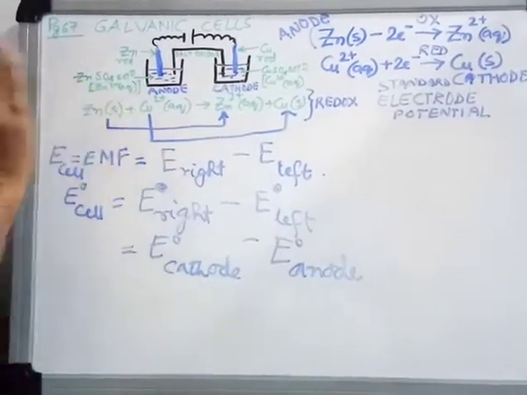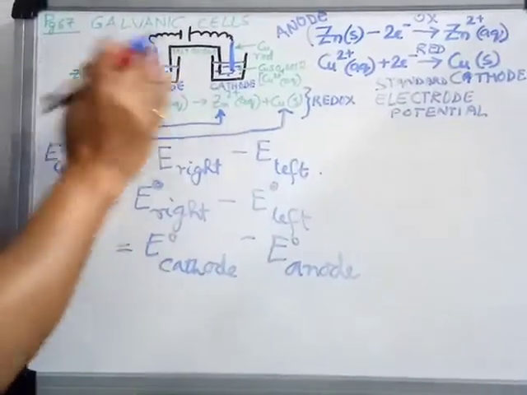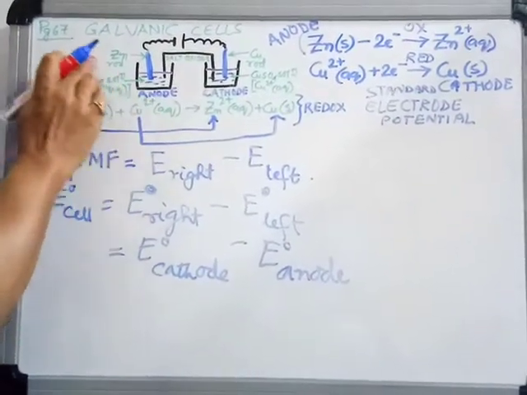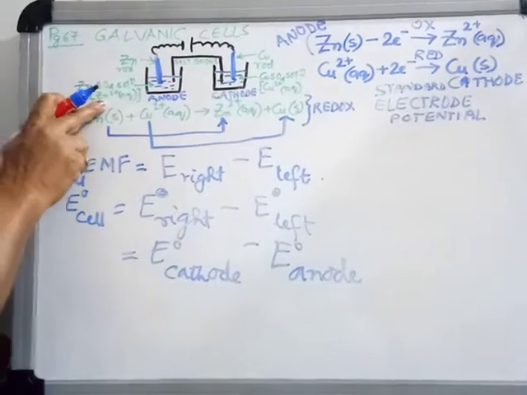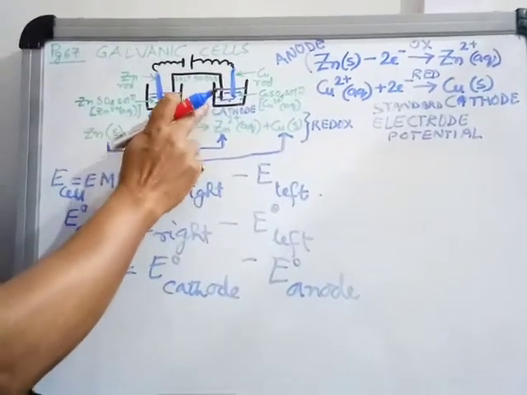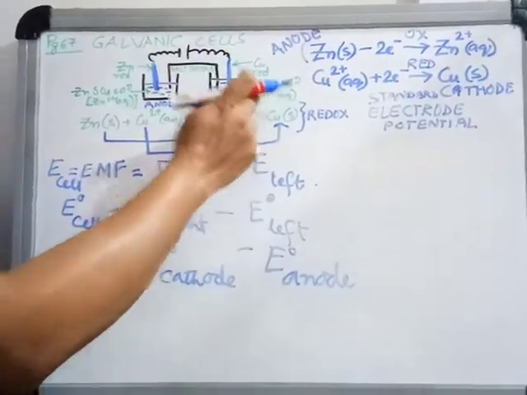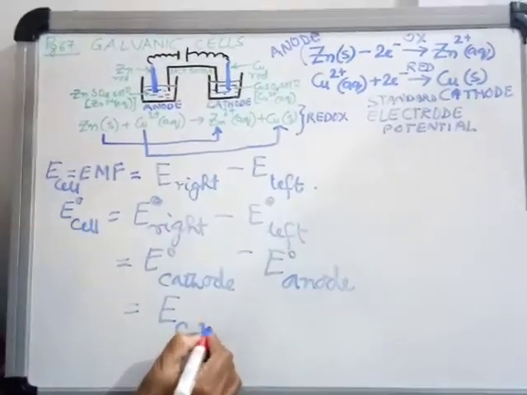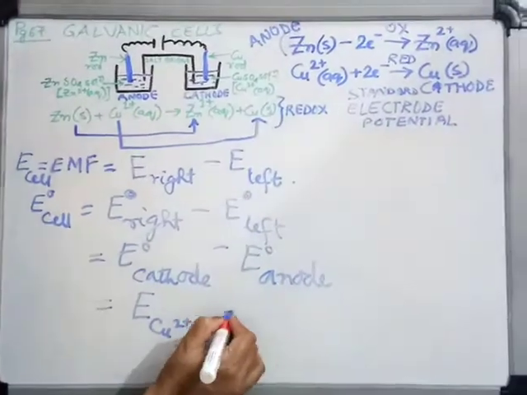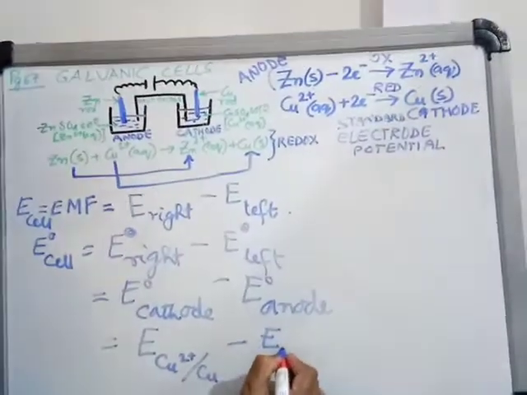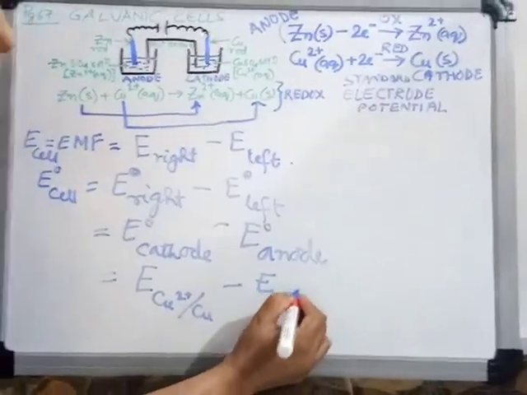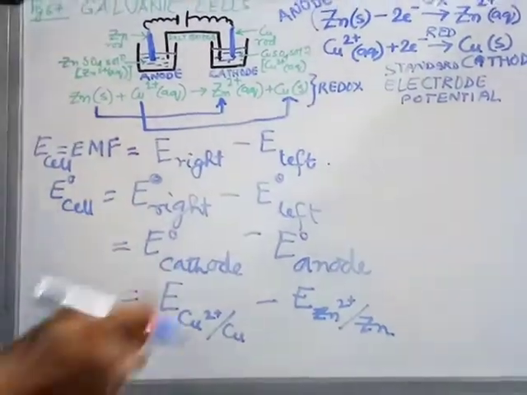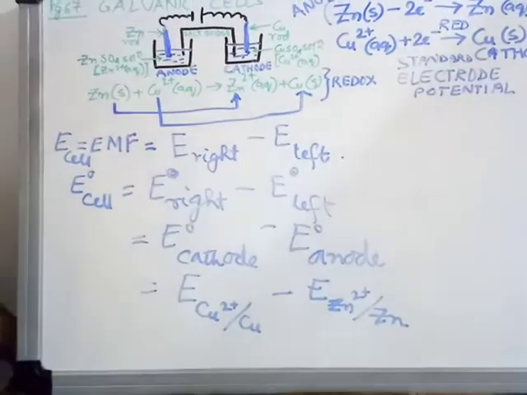Now, in a Daniell cell, which is the right side and which is the left side? The left sided one is zinc in connection with Zn2+, and the right sided one is Cu in touch with Cu2+. So we can also write E Cu2+/Cu minus E Zn2+/Zn. This is also another way in which we can represent it.